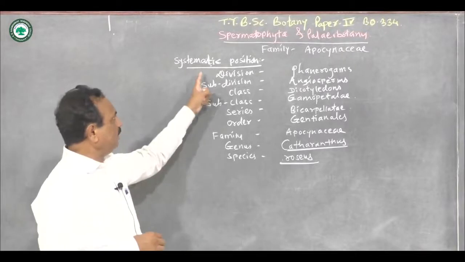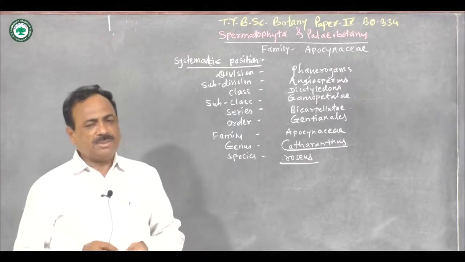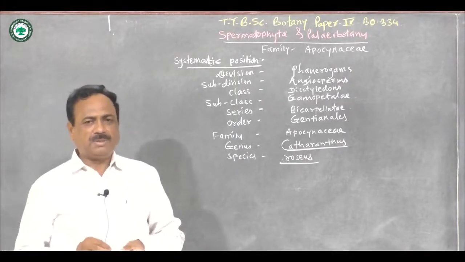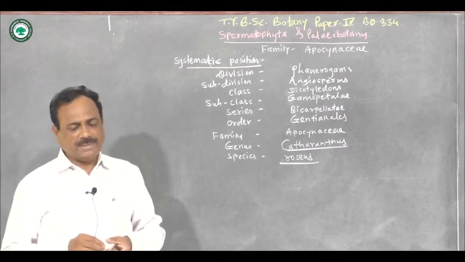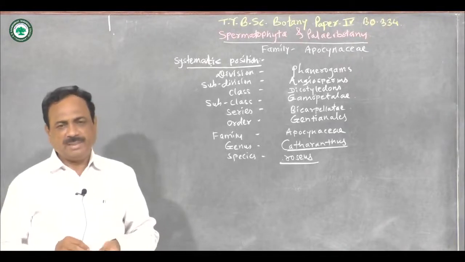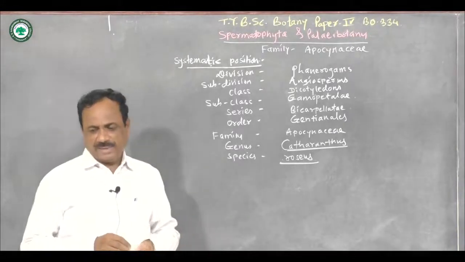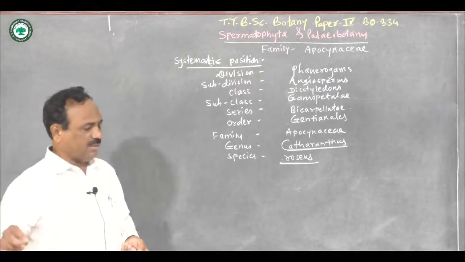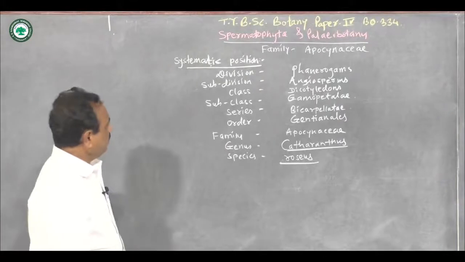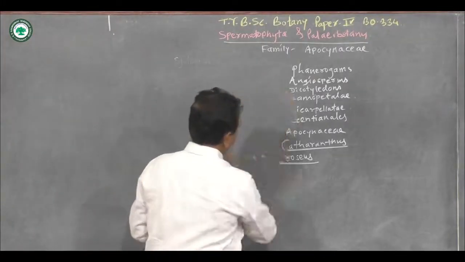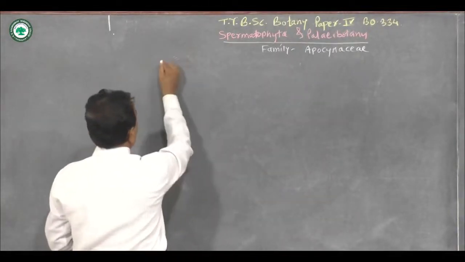This is the systematic position or classification of the family Apocynaceae. Division Phanerogams, subdivision Angiosperms, class Dicotyledons, subclass Gamopetalae, series Bicarpellatae, order Gentianales, family Apocynaceae, and its example taken is Catharanthus roseus. So this is about the systematic position of the family. Now let us see the morphological characters of the family.